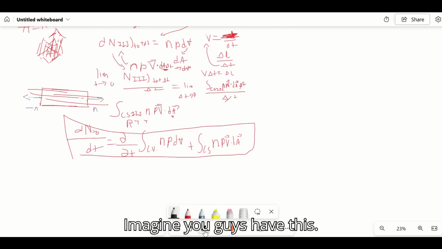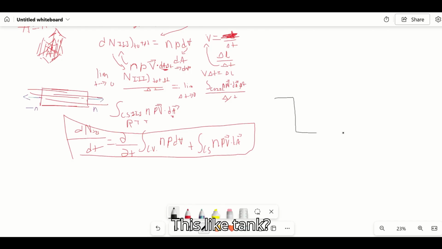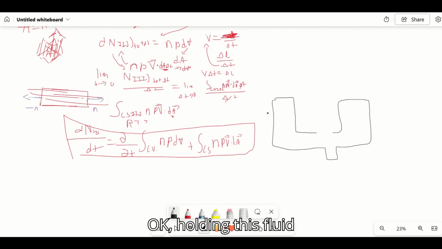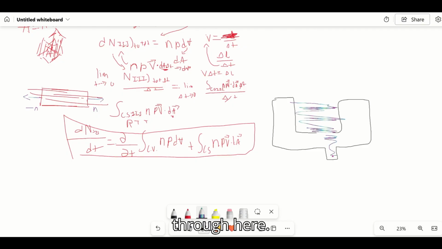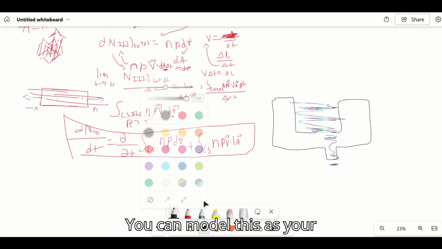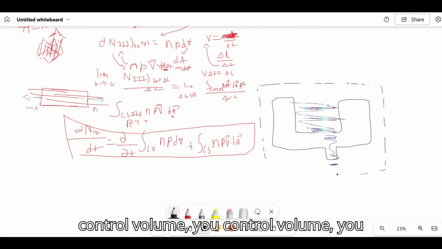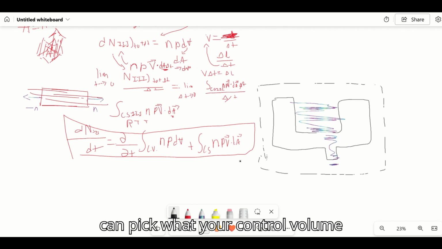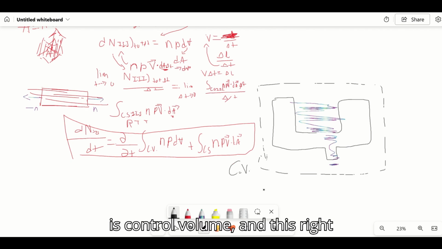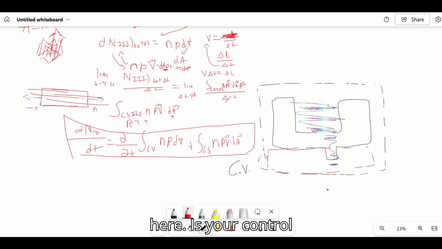Imagine you guys have this tank, holding this fluid and it's pouring out through here. You can model this as your control volume. You can pick what your control volume is. Control volume, and this right here is your control surface.